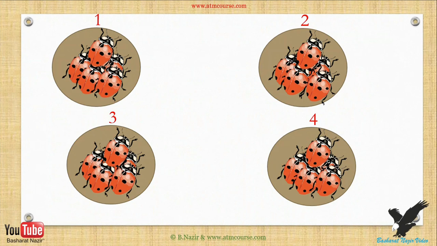Now we can work out the result in this way. We have four groups, so we write four. Multiply by. Next, we write the number of insects in a group, which is five. Working this multiplication out will give you the total number of insects. Try counting them yourself and see if you get the same result.